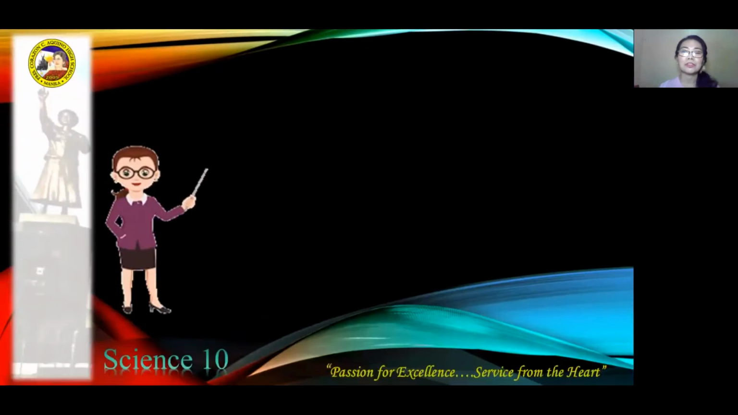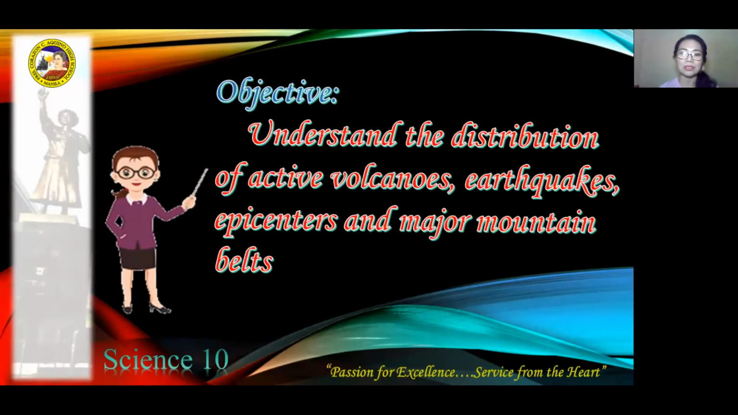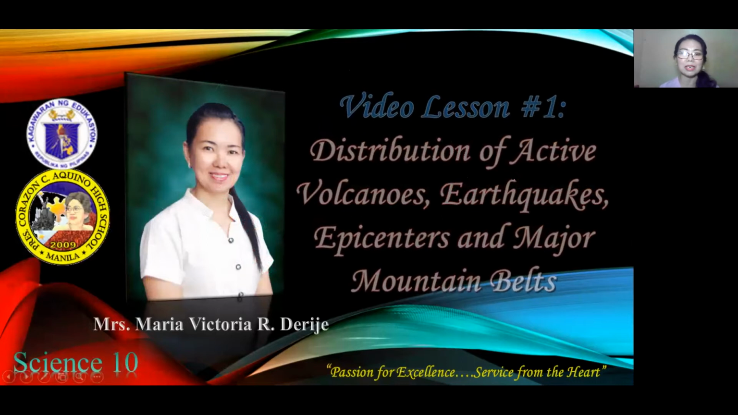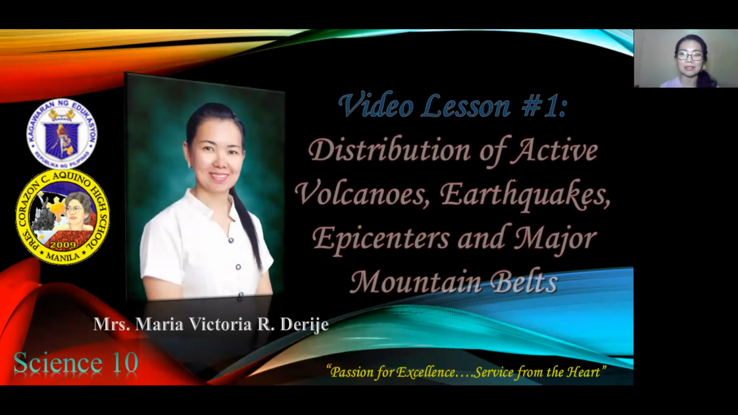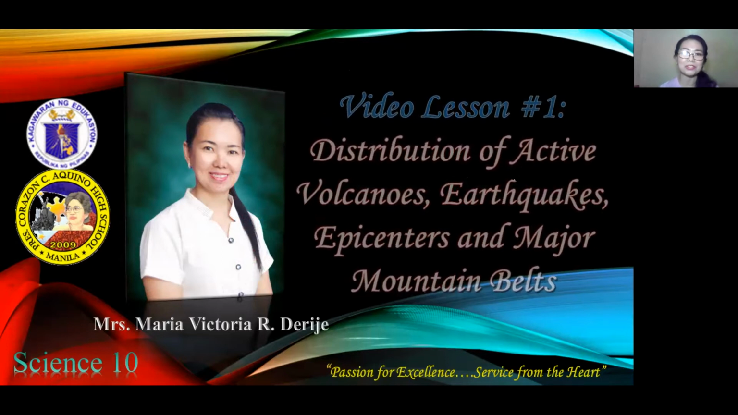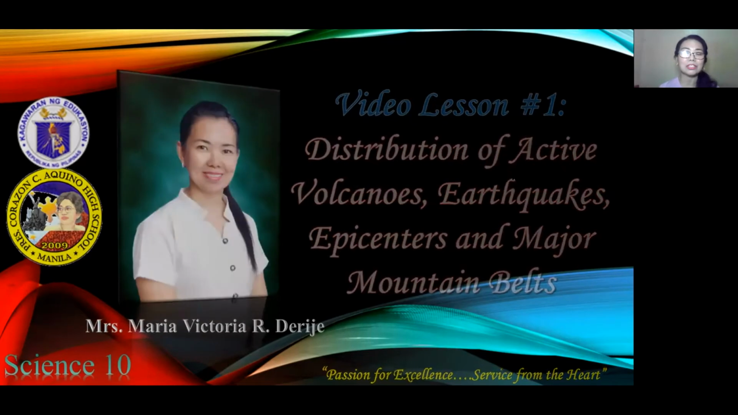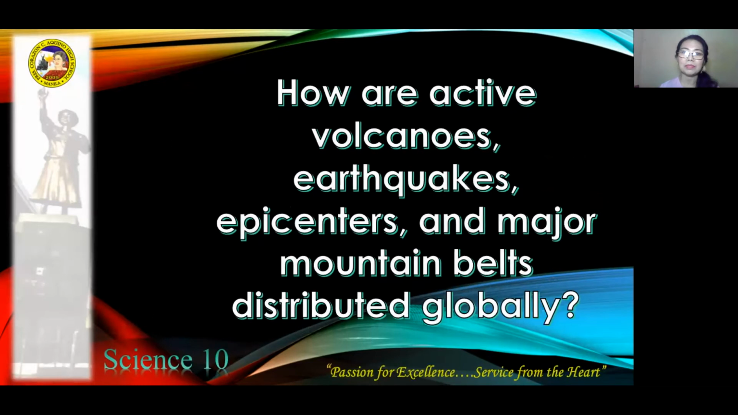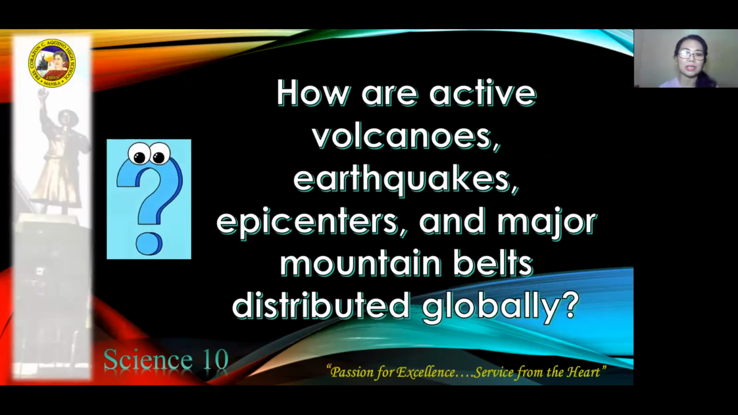Now, for those 4 words, you are going to understand the distribution of active volcanoes, earthquakes, epicenters, and major mountain belts. And that now introduces you to our lesson for today entitled Distribution of Active Volcanoes, Earthquakes, Epicenters, and Major Mountain Belts. That now leads you to our key question for today, which is, how are active volcanoes, earthquakes, epicenters, and major mountain belts distributed globally? Do you want to know the answer? So come and join me as we journey through our topic for today.